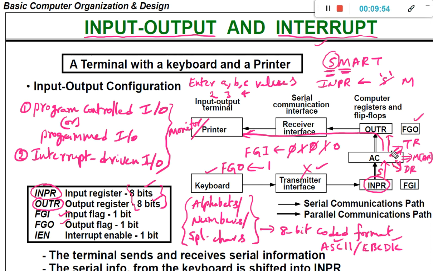Once the content is moved, for example the character S is moved from the accumulator register to OutR, now we can make FGO 0, because the receiver interface can receive the content from the OutR register and display it on the monitor or print it on the printer. So this is how the FGO as well as FGI flags control the input as well as output operations.